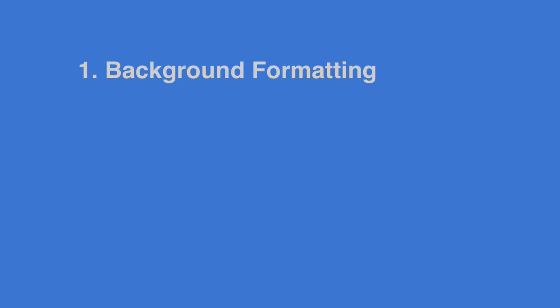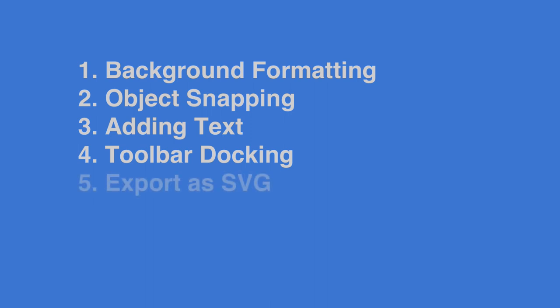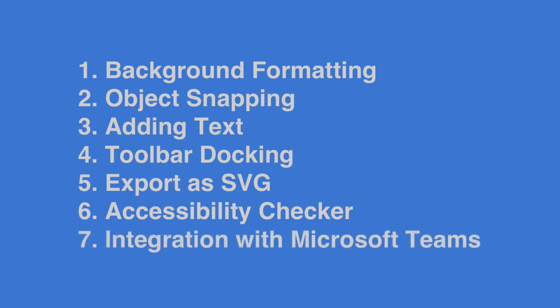So these are the things we're going to be looking at. First of all, it's the background formatting, so how to change the background look and feel. We're going to look at object snapping, how to snap objects together, adding text, which we couldn't do before, toolbar docking, so we can move the toolbar around. We can now export as an SVG. We can check for accessibility, and most exciting of all, we can do integration with Microsoft Teams.